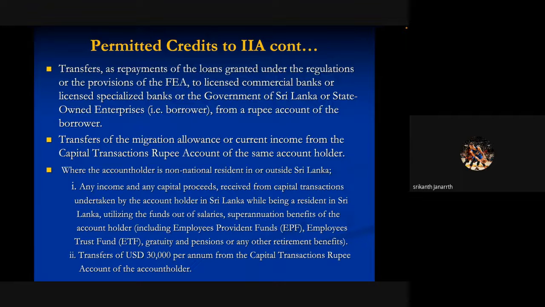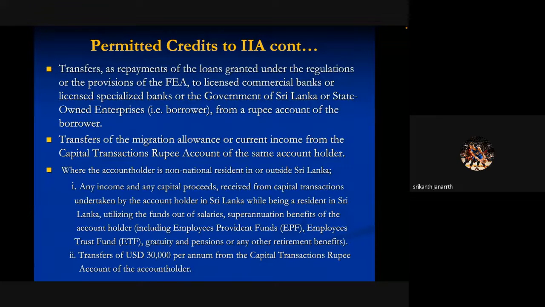So he can put it back as an investment, right? And transfer 30,000 per capital transaction rupee account. So there is a provision where certain transactions, which I will explain to you later on, have a restriction of taking $30,000. There is a limit imposed by a regulator, because under migration allowance, your annual allowance of 30,000 is decided by the central bank.